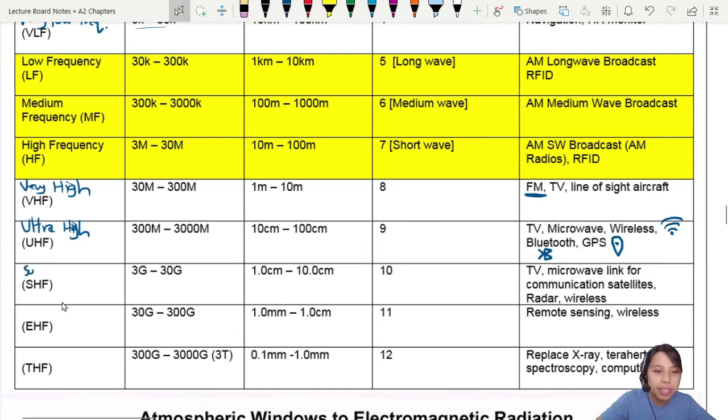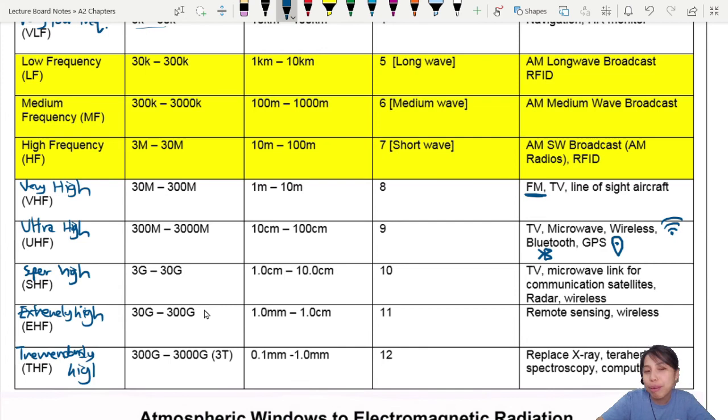SHF, super high. What is in the super high frequency? 3G to 30G, 3G, looks very familiar. 3G phone signal. Your phone, your Maxis, DiGi, Celcom, your mobile, whatever you use, kind of in this range already. So your TV, microwave, communication, satellite, radar, wireless, all inside here already. Go higher some more, extremely high. This one, remote sensing. Ooh, wireless, more Wi-Fi. Go higher some more, tremendously high.